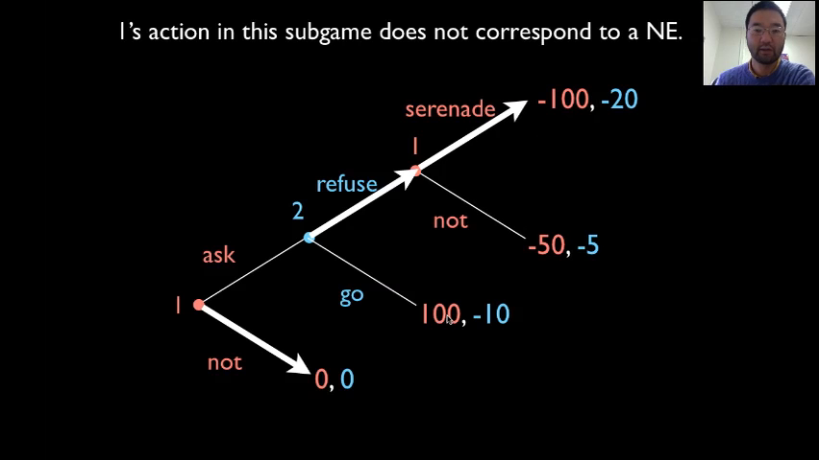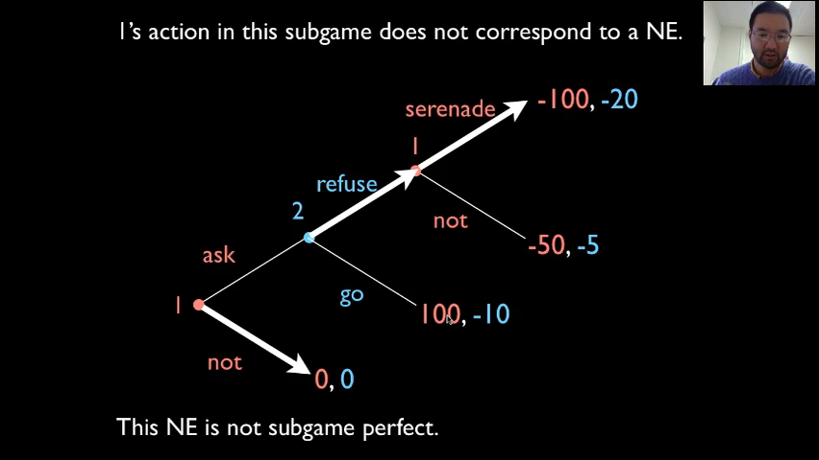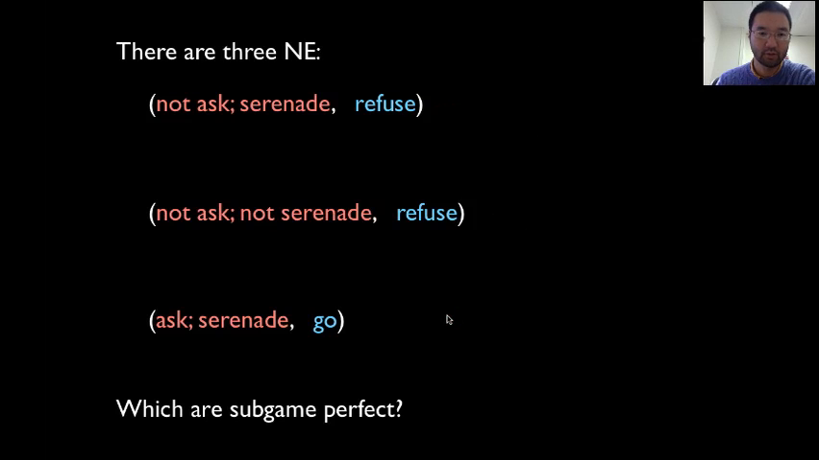Okay, so therefore, because it's not a Nash equilibrium, the subgame, this overall Nash equilibrium is not subgame perfect. Make sense? Okay, so therefore, this first Nash equilibrium is not subgame perfect. How about the second one?